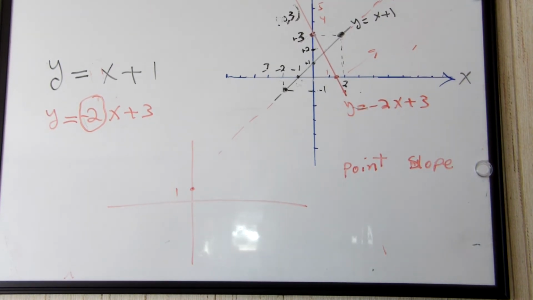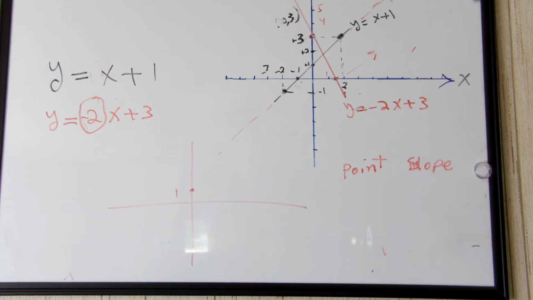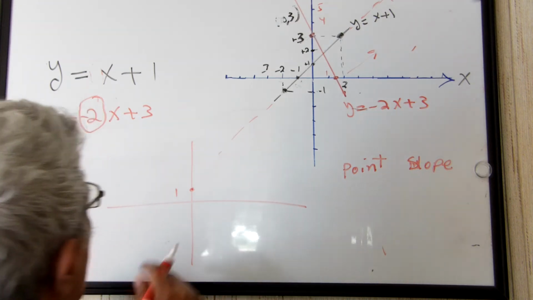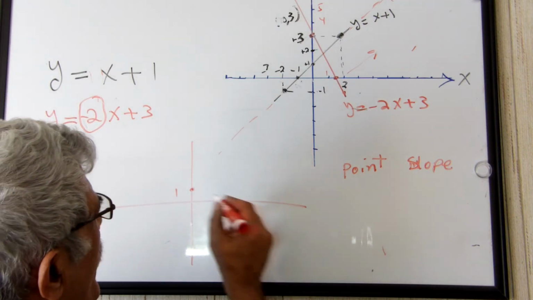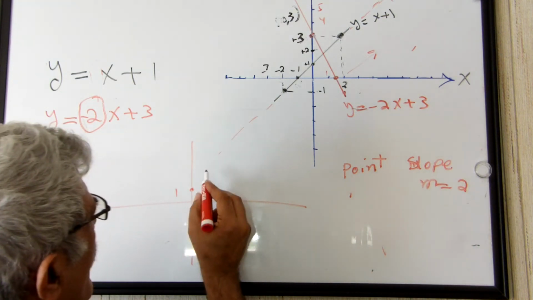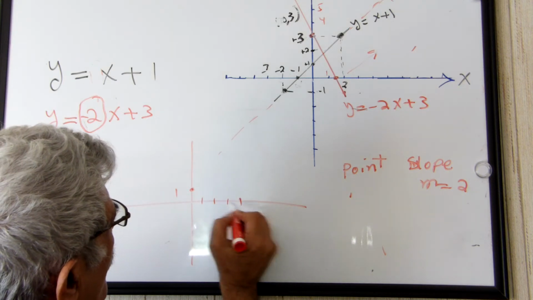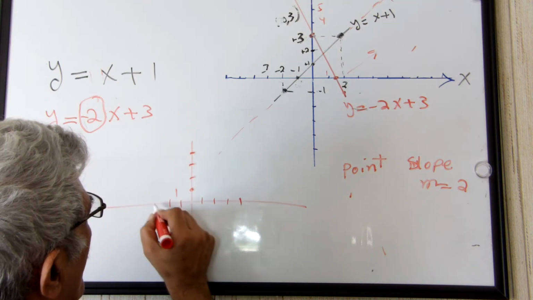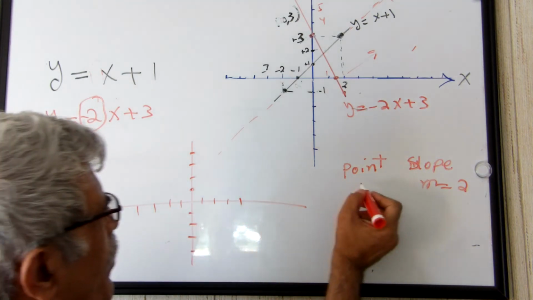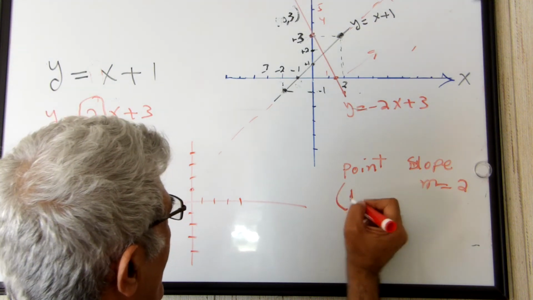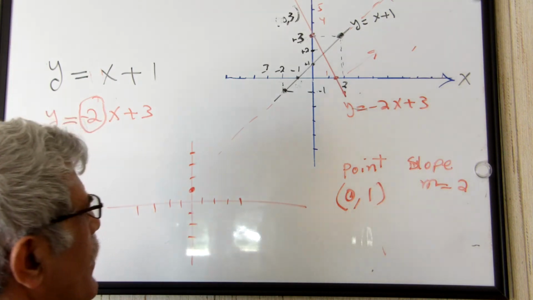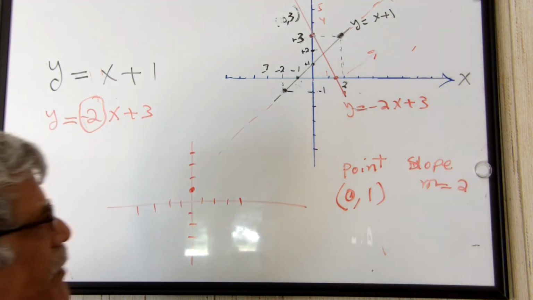And if you have a point, suppose here we have a point, and we have the slope. The slope m is equal to 2. What does it mean? This is 1, 2, 3, 4. This is the first point, with coordinates x is 0, y is 1. Start from here. We have one point and we have the slope. What does m mean?